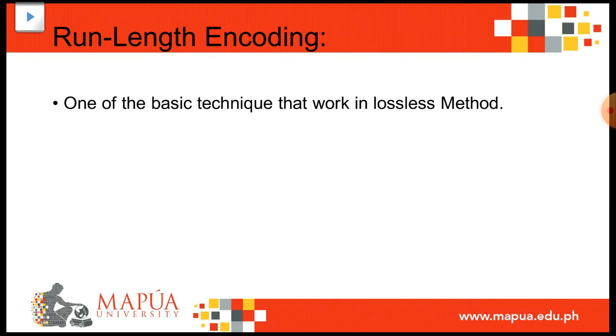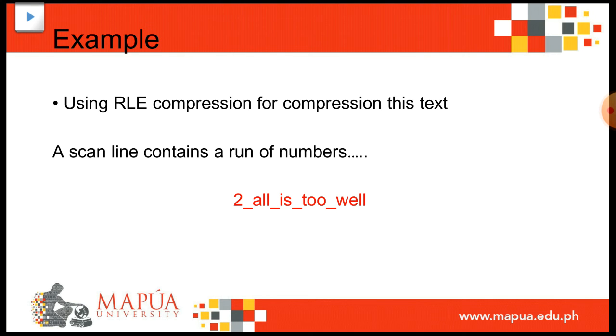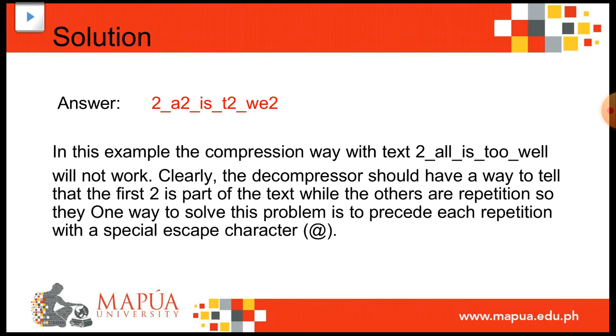The first example of a text compression method is run length encoding. It is one of the basic techniques that work in the lossless method. For example, using RLE compression on this text, a scan line contains a run of numbers, "to all is too well." So the solution, in this example, compressing the text "to all is too well" will not work. Clearly, the decompressor should have a way to tell that the first two is part of the text while the others are repetition. One way to solve this problem is to precede each repetition with a special escape character.